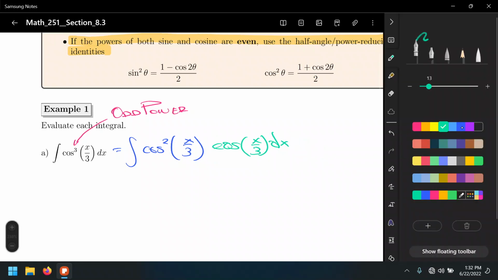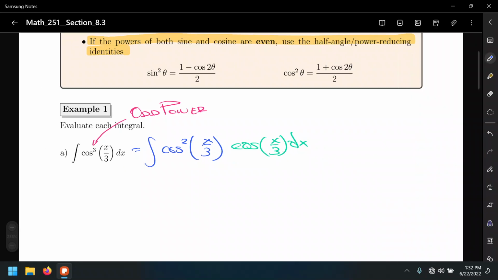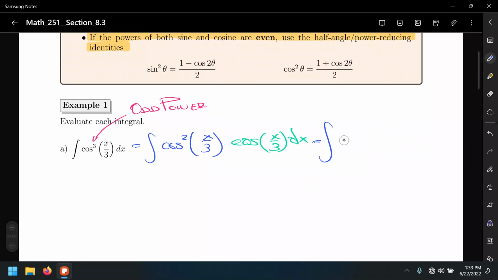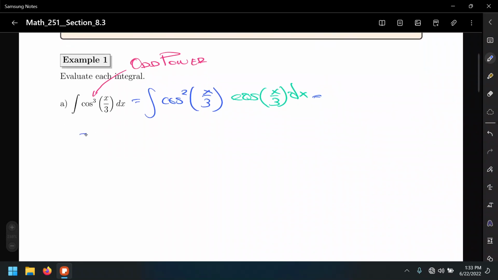Okay, so in this case, we will replace this cosine squared with 1 minus sine squared x over 3, and that times, I ran out of space here, no, should be sine, not cosine. Alright, so how is it going to work?